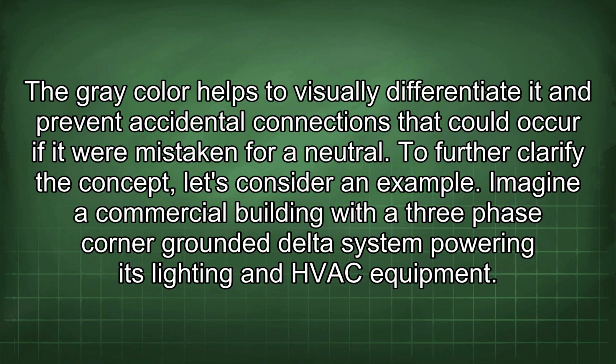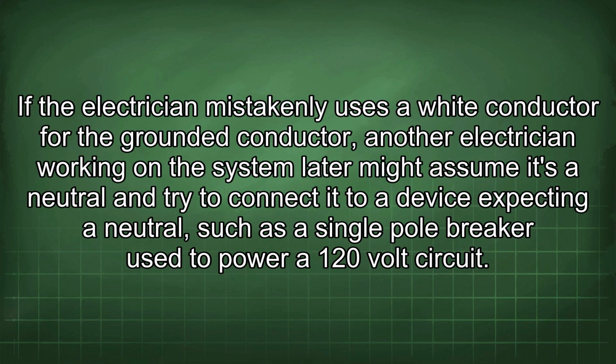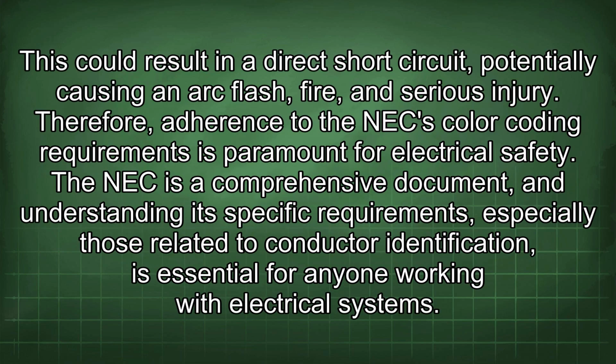To further clarify the concept, let's consider an example. Imagine a commercial building with a three-phase corner grounded delta system powering its lighting and HVAC equipment. If the electrician mistakenly uses a white conductor for the grounded conductor, another electrician working on the system later might assume it's a neutral and try to connect it to a device expecting a neutral, such as a single-pole breaker used to power a 120-volt circuit. This could result in a direct short circuit, potentially causing an arc flash, fire, and serious injury. Therefore, adherence to the NEC color coding requirements is paramount for electrical safety.